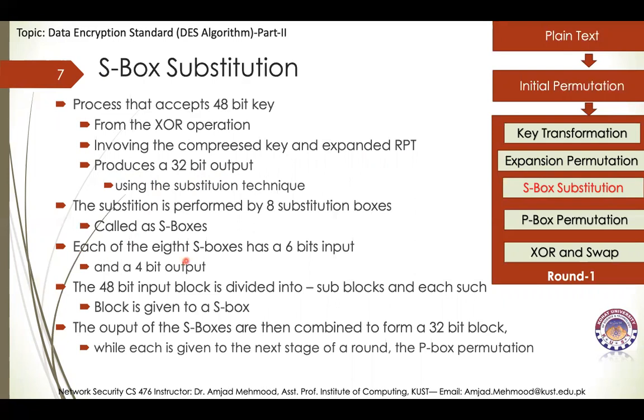Each of the S-boxes has a 6-bit input and a 4-bit output. The 48-bit input block is divided into sub-blocks, and each such block is given to an S-box. The outputs of the S-boxes are then combined to form a 32-bit block, which is given to the next stage of a round, that is, passed to the P-box permutation.